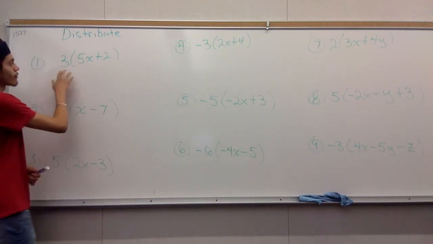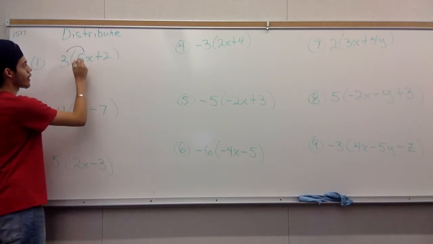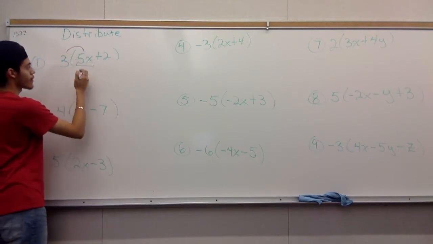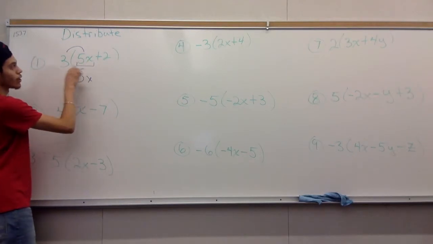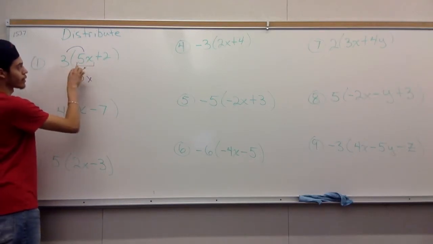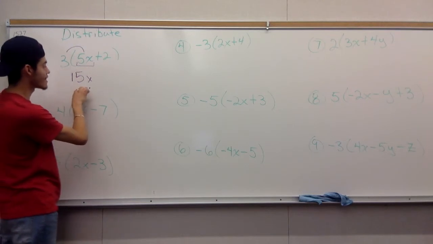So on number 1, we have 3 times 5x plus 2. So we make the first loop, 3 times 5x. 3 times 5x, you're going to have 15x. Remember, the x goes along because it's being multiplied with the 5, and then it's being multiplied with the 3. So 5x is together, multiplied by 3, you get 15x.